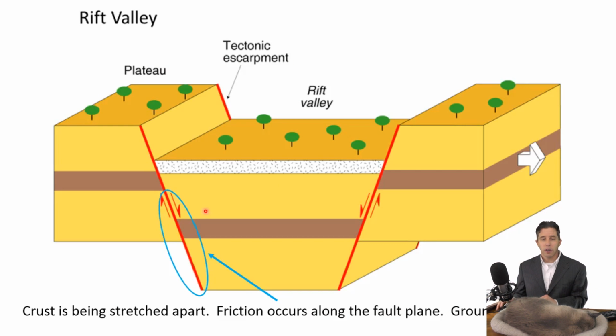So here's kind of a cartoon diagram of what I mean by this. So this block is moving down relative to this block moving up, and friction is occurring along this plane. And if cold water is coming along here, then it might heat up and come up, and you'll have hot springs up in here. Okay, that's the idea.